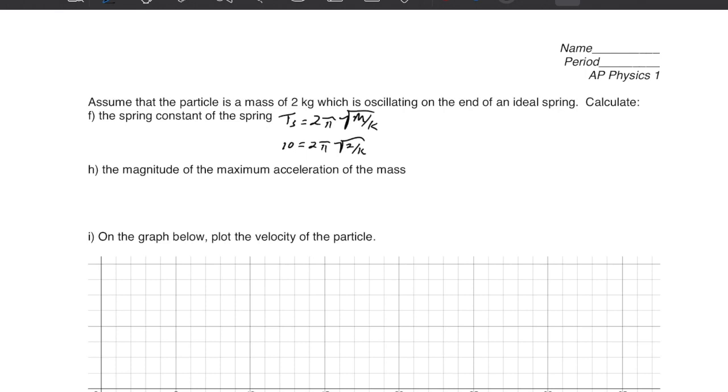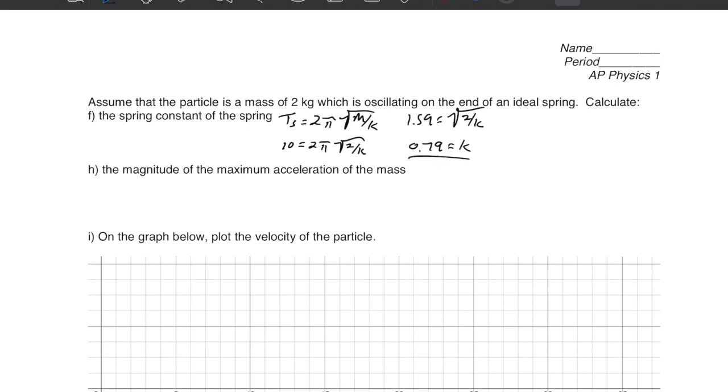If you want to divide by 2 pi, make sure you put that in parentheses. Otherwise, the calculator will think that you're dividing by 2 and then multiplying by pi. Either way, we get 1.59 is equal to the square root of 2 divided by k. Square both sides, and then you're going to take the 2 and divide by what you got with 1.59 squared. And that will get us our k. 0.79 is our spring constant.